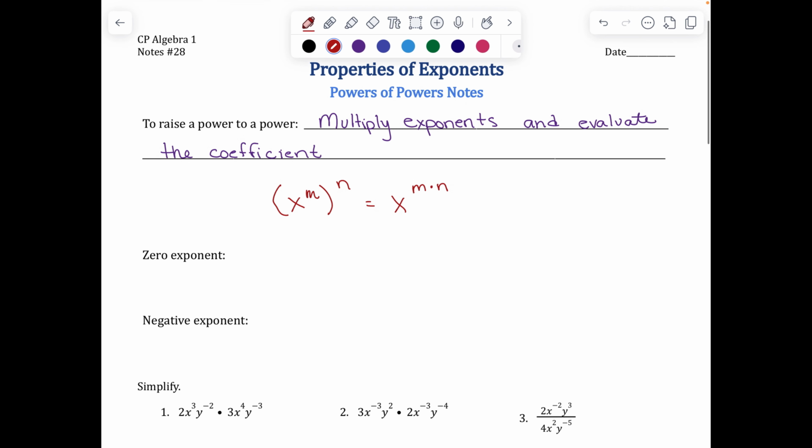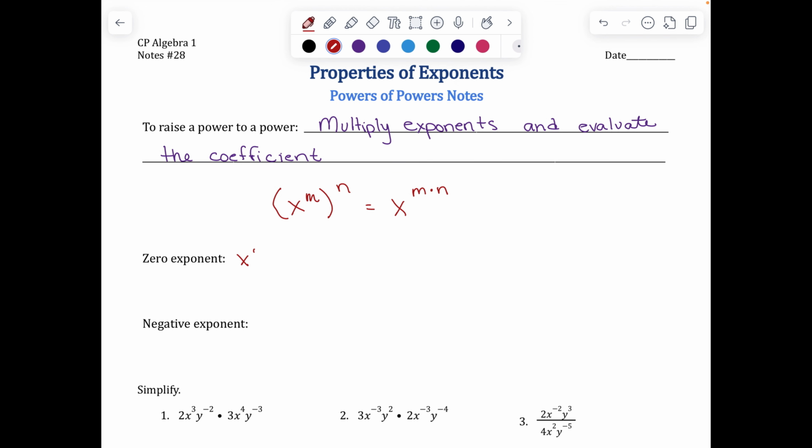The zero exponent says that x to the 0 is equal to 1. So what that means is any number, any variable raised to the power of 0 equals 1. So that could be 1 million to the 0 power, just equal to 1. A, B, C, D, all raised to the 0 power, just equal to 1. So any number, any variable raised to the 0 power is equal to 1.